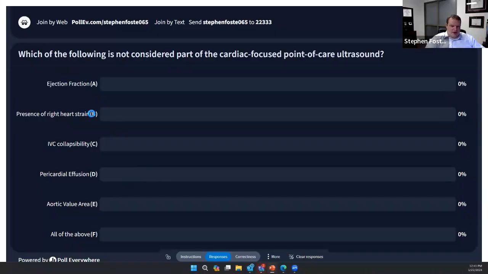So going back to what we talked about earlier, our last question on the cardiac area is, which of the following is not considered part of the cardiac focused point of care ultrasound?